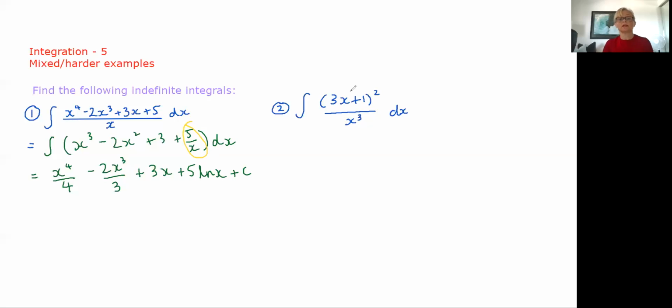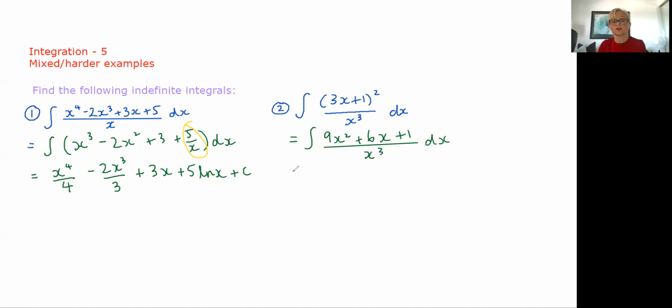You should know you can't do that, so hopefully that will trigger the memory about this business. All right, let's look at this next one. Here we should probably do some expansion of the numerator first. This is a perfect square, so we're going to get 3x all squared, which is 9x squared, plus 2 times 3x times 1, so plus 6x, plus 1 squared is 1. And that's all over our x cubed.